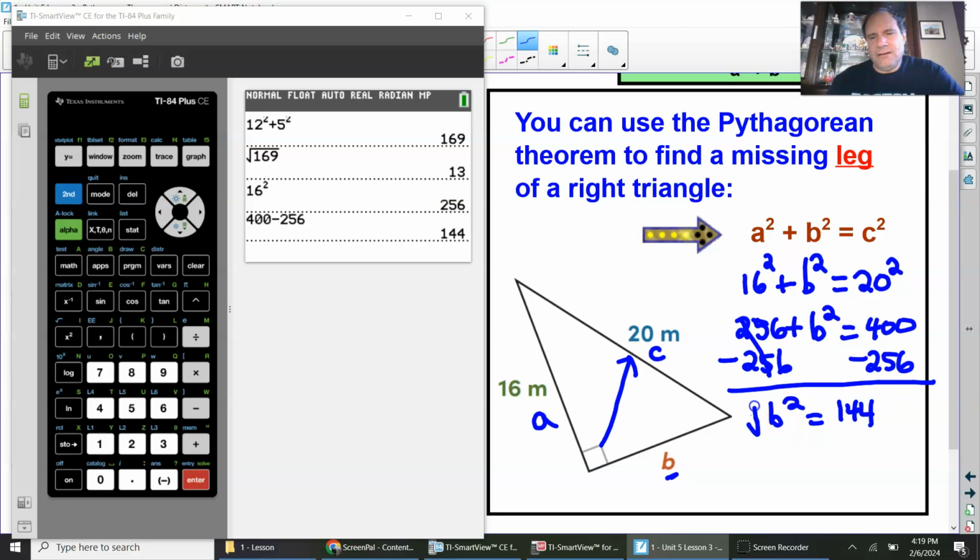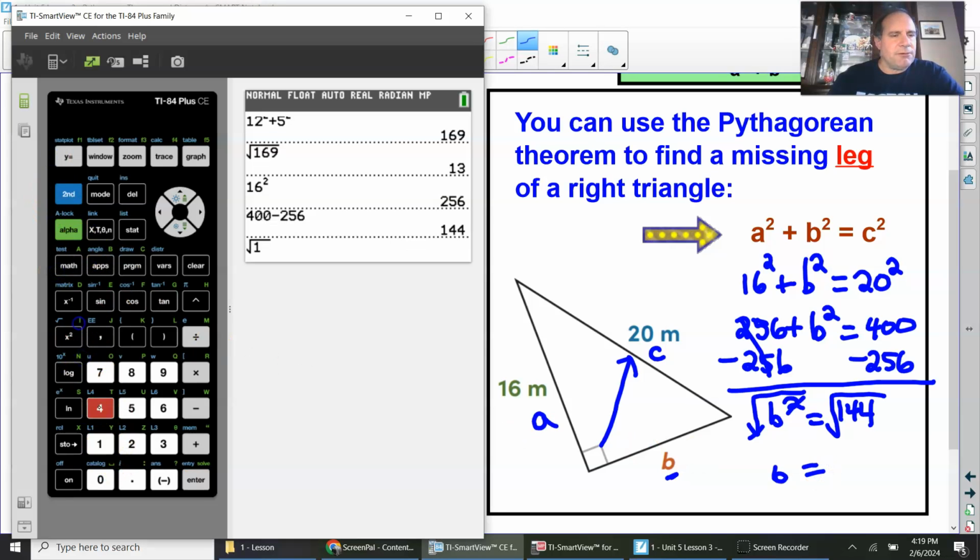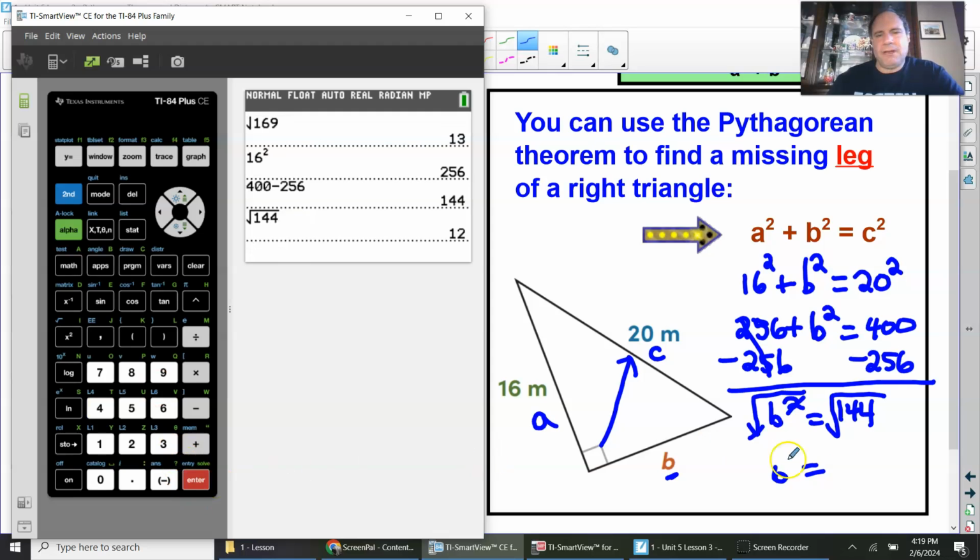Once that's done, then we square root both sides to get rid of the b squared, and you get b equals, and remember, press second function x squared for square root, and you put 144 in, and you get 12 as your answer. So it's 12 meters. So this is side B. So side B is 12 meters.